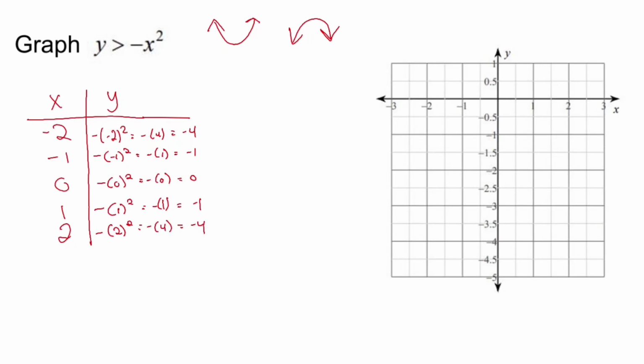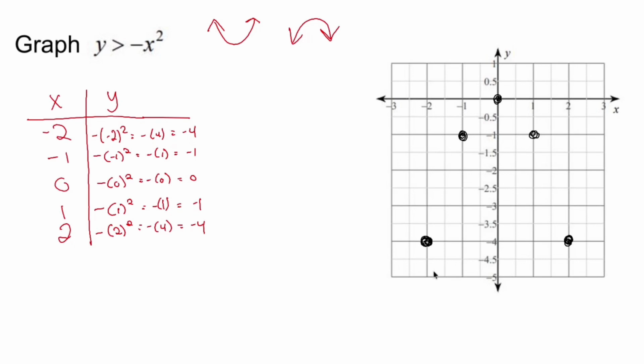So we have a few points now. Okay? -2, -4, put a dot right there. -1, -1, put a dot right there. 0, 0, put a dot right there. 1, -1, put a dot right there. And 2, -4, put a dot right there.